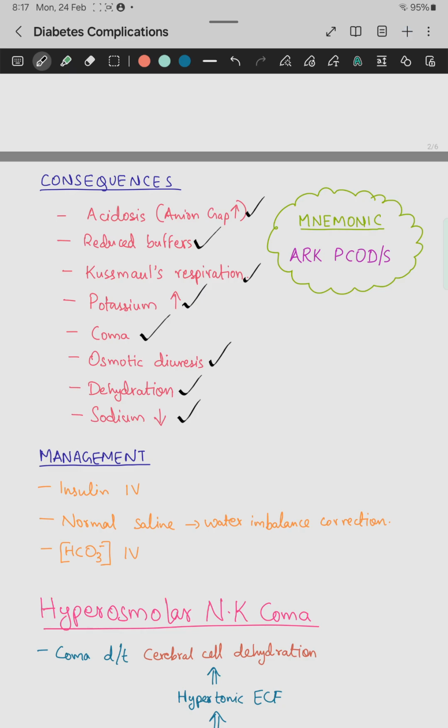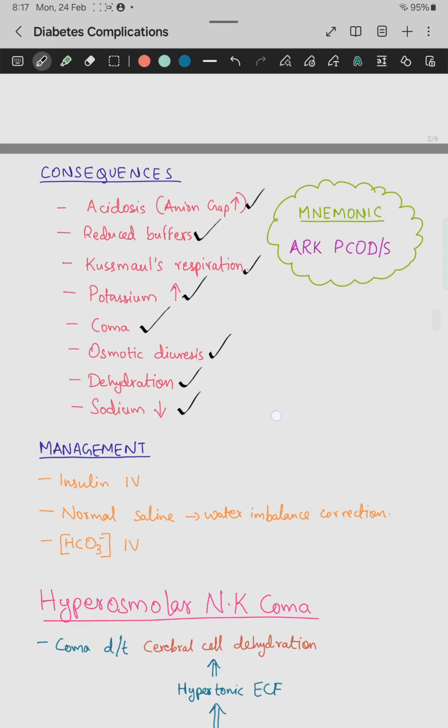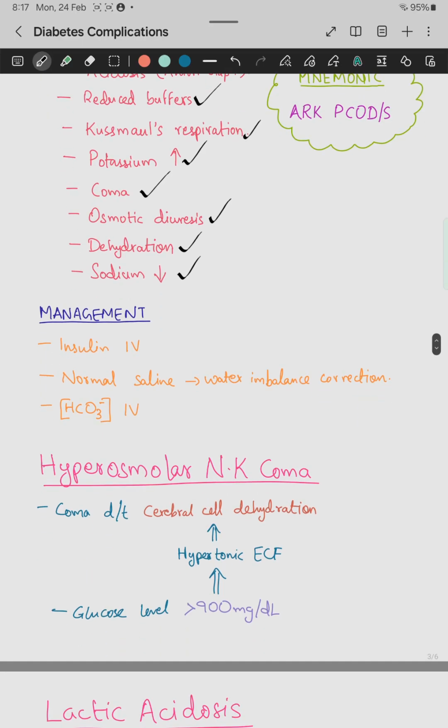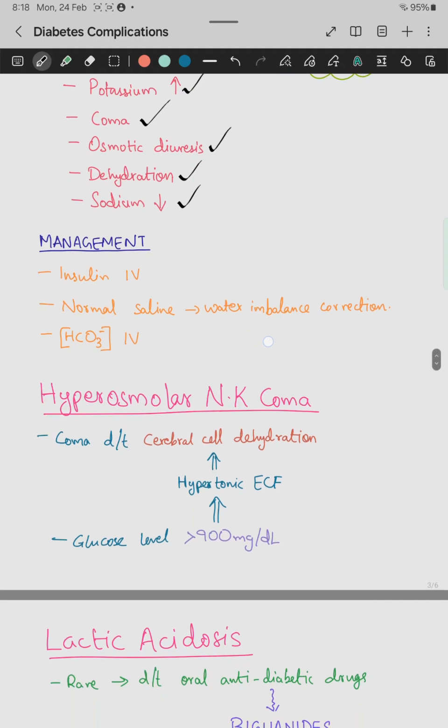Now as we quickly go into the management of diabetic ketoacidosis, it's insulin IV, that is intravenous injection of insulin, or intravenous injection of bicarbonate and or normal saline, and normal saline is for water imbalance correction. So that's the management for diabetic ketoacidosis: insulin IV, normal saline, and bicarbonate HCO3 minus IV.